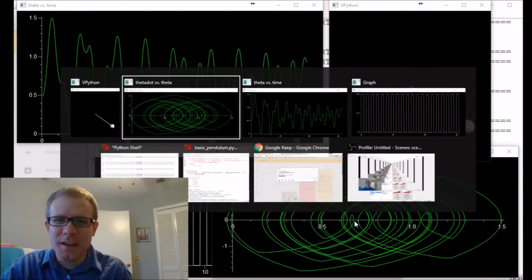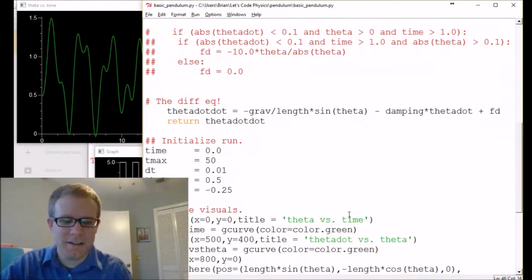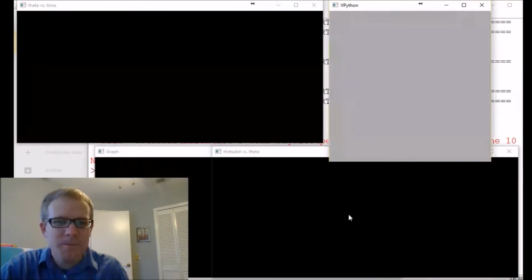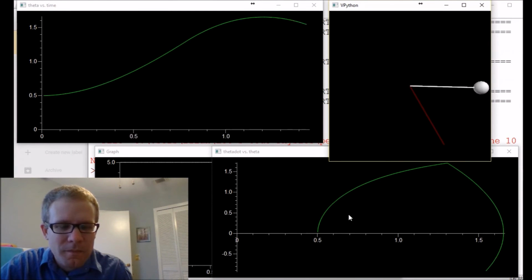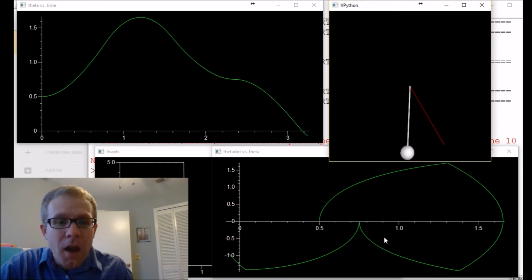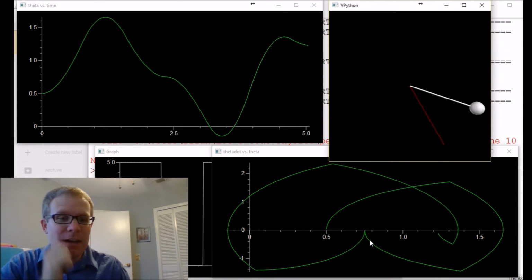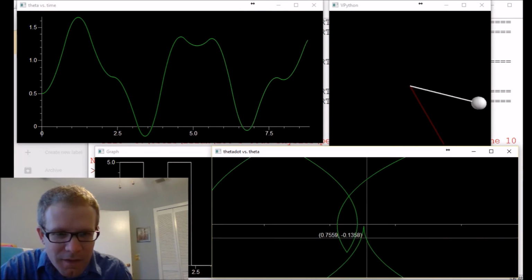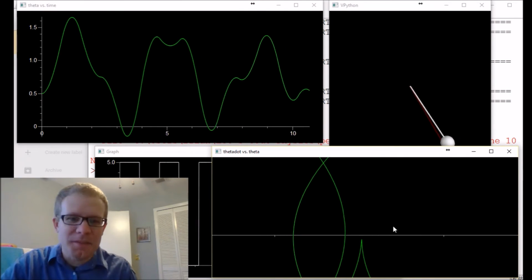But let's put it back. Do we get that loop in the middle? I don't remember seeing that. Negative 0 is still 0. Oh, we don't. It's a cusp right there in the middle, it looks like. Yeah, that's a cusp right there.